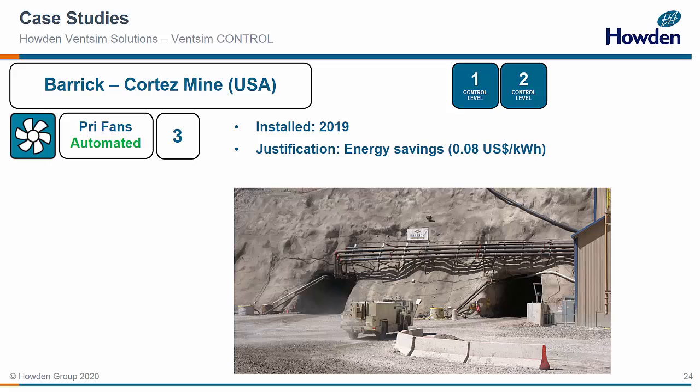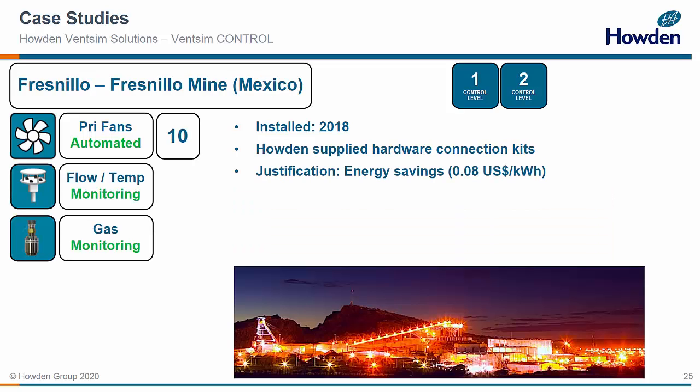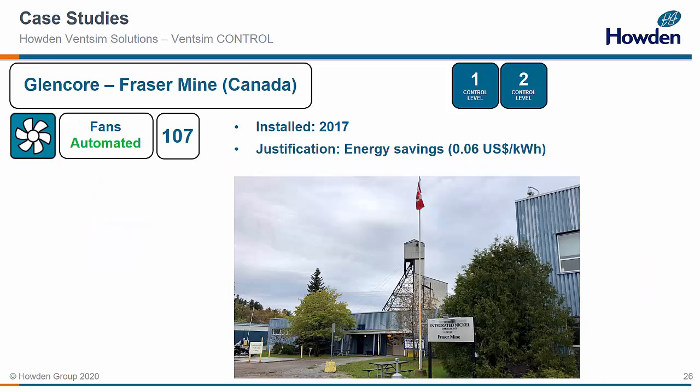Barry Cortez mine has 2 levels of control, controlling 3 primary fans, which was installed just last year. Fresnillo mine has 2 levels of control as well, controlling 10 primary fans and the monitoring associated to that. Howden supplied the hardware kits in this case as well. And then there's the Glencore Fraser mine, which has 2 levels of control as well, where we're controlling 107 automated fans.